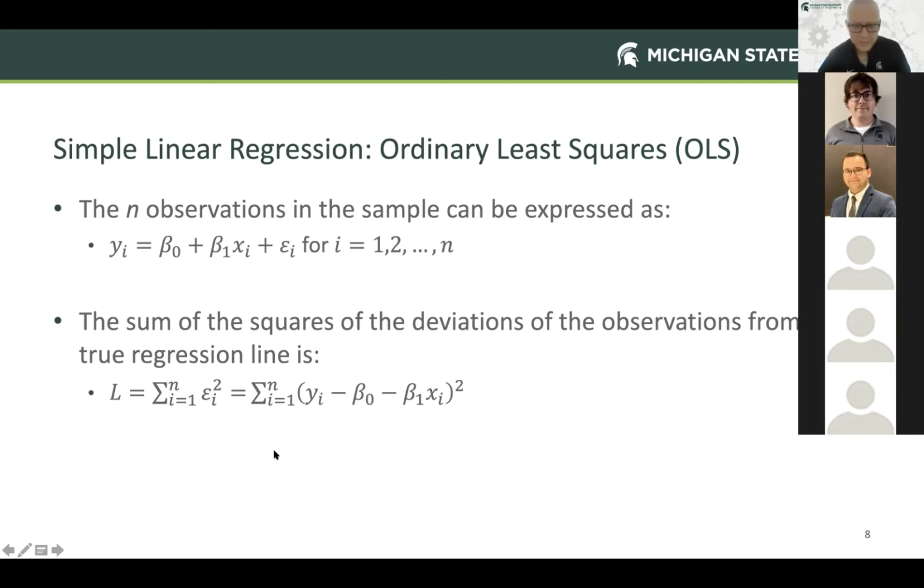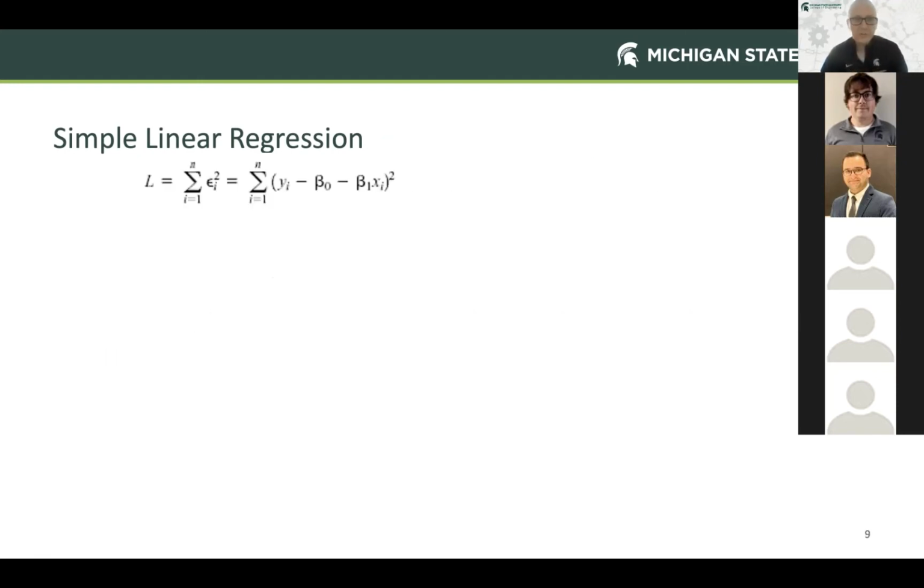And so that's what we see in the equation down here at the bottom. All we're doing here is we're simply rearranging this first equation such that it's in terms of epsilon, and so that error term then, of course, is just going to be equal to y sub i minus beta naught minus beta 1 x sub i. And so that quantity squared, and that is the function then that we're ultimately trying to minimize. And the way that we do that is as shown here.